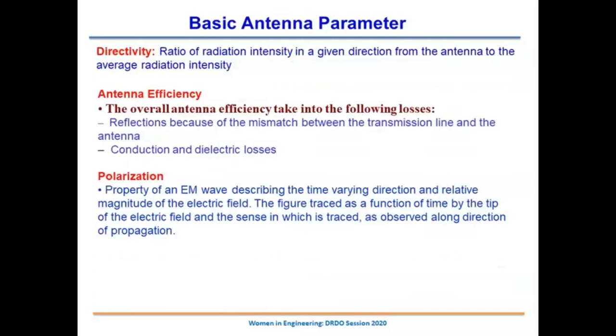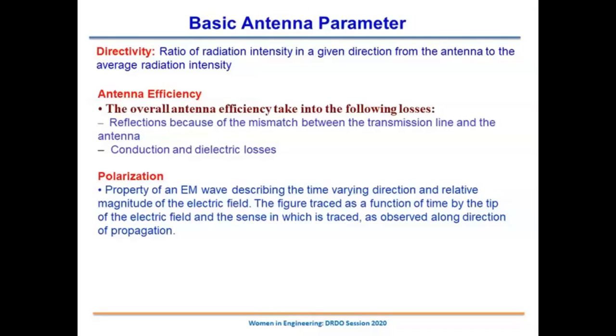So directivity is also basically the ratio of the radiation intensity in a given direction from the antenna to the average radiation intensity. Directivity and gain have a slight correlation between them. The only thing is, directivity considers only the radiation pattern, but when we consider gain, we take into consideration the antenna efficiency. Basically, the gain takes into consideration all the losses that are present.